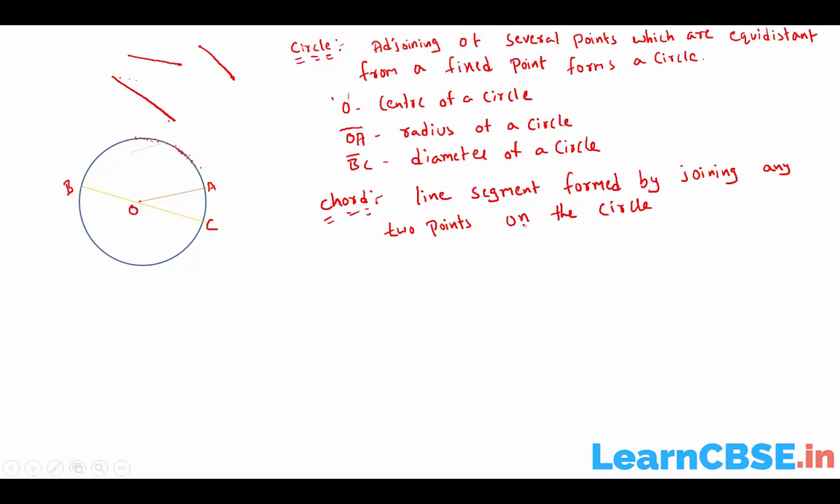Let me get the chord. See, D, E are any 2 points on the circle. If you join those 2 points, the line segment formed is called a chord. And B is 1 point, C is 1 point. I am joining BC. This is also a chord, but the specialty of BC compared to other chords is that it passes through the center.